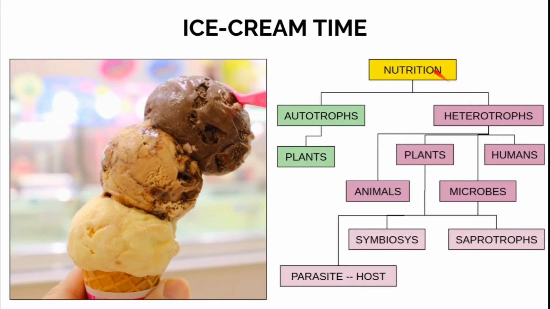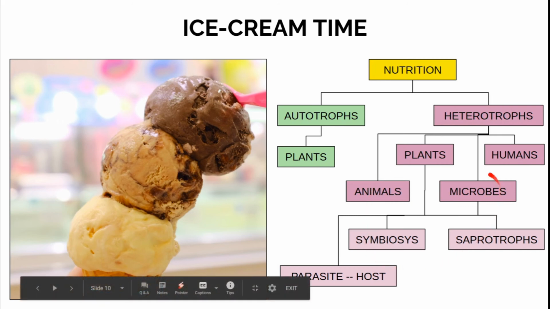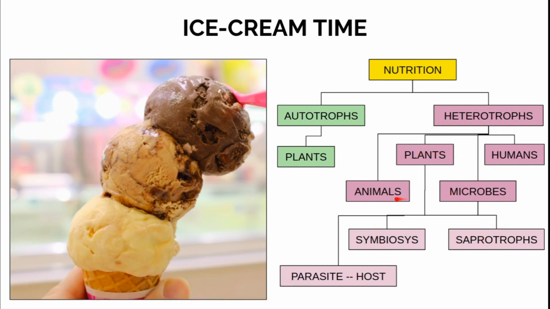We started off with the nutrition. So nutrition is a mode by which we take in the food and its utilization by the body. Then we studied that there are 2 modes of the nutrition. One is autotrophs and another is heterotrophs. And only plants come under the category of autotrophs, because only plants can make their own food, and all other things are covered under the heterotrophs. Humans, animals, microbes, these are heterotrophs.